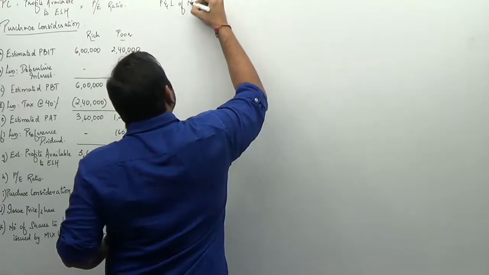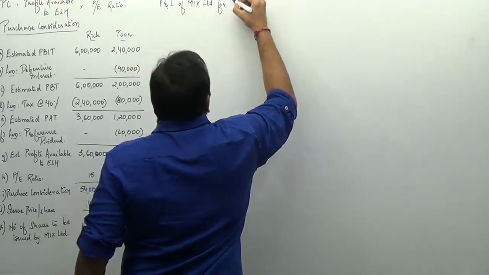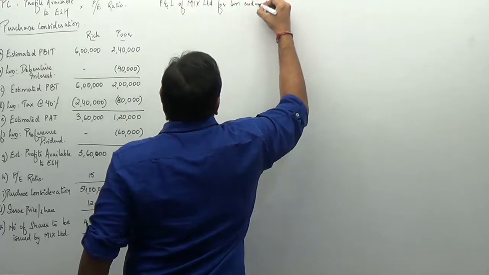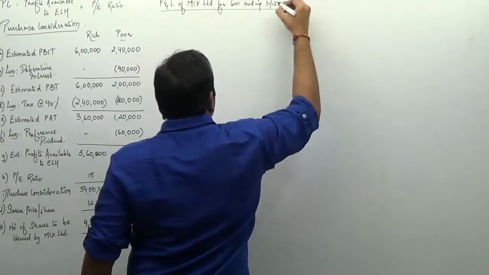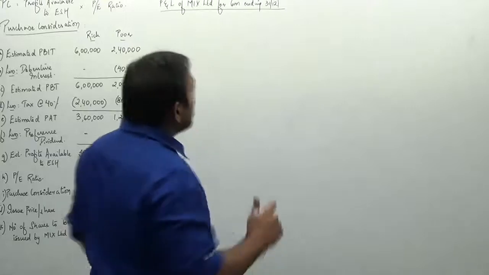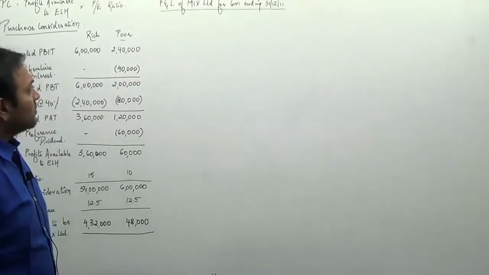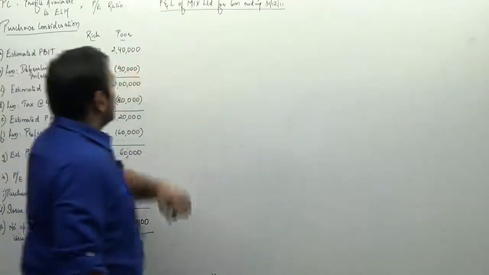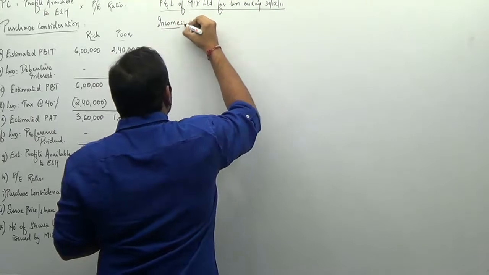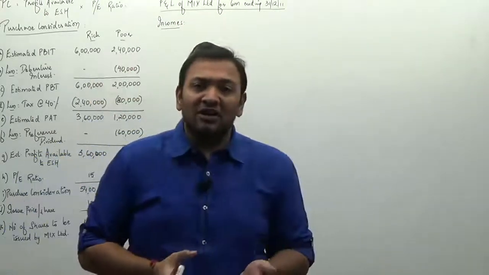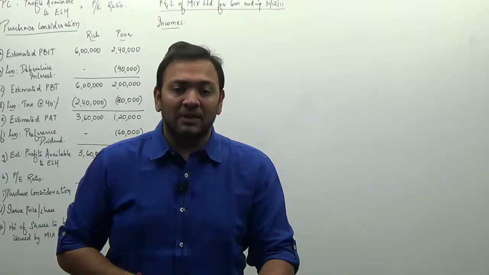P&L of Mix for six months ending on 31st December. Six months P&L we are supposed to put up. Now think from his incomes. What could be his income? There is no income because Mix Limited does not have any asset. But one asset he has, that is the investments. When he has investments, there is some dividend which the other companies are paying.